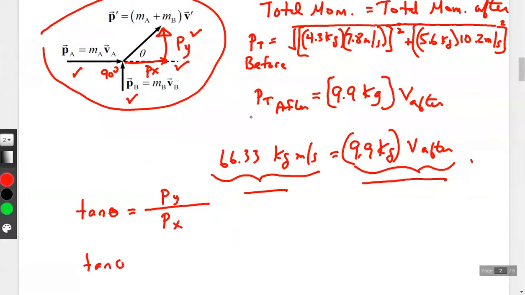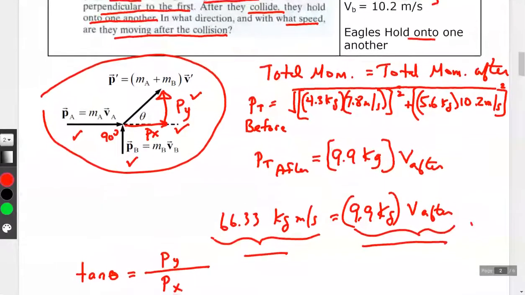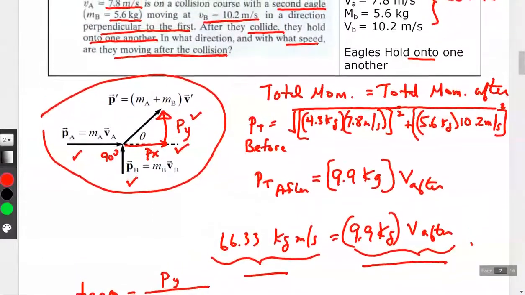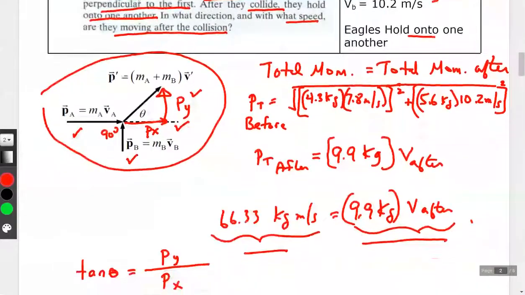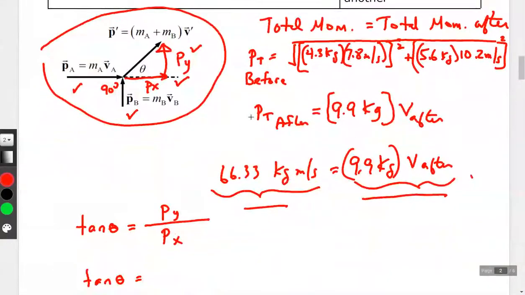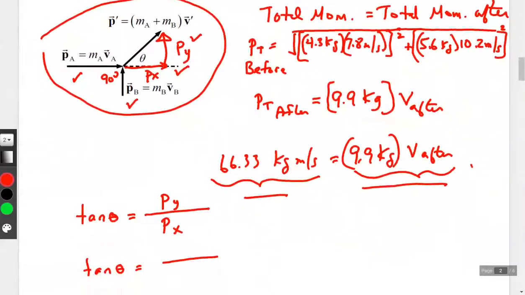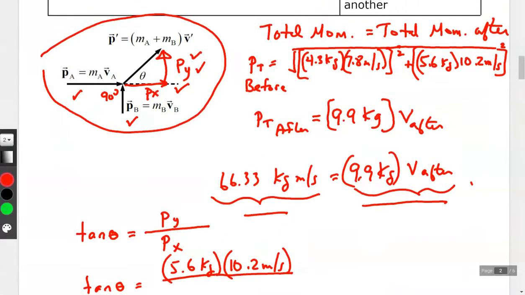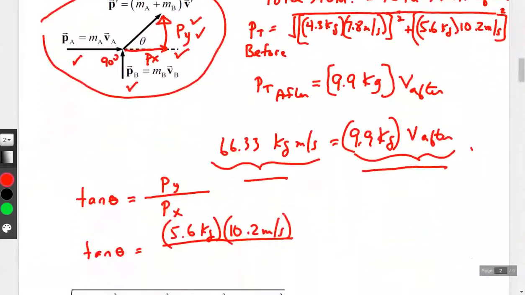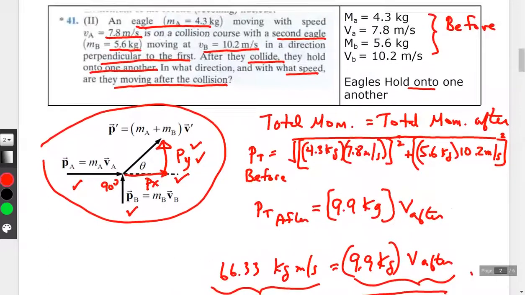So tangent theta, what's the py before? Let's take a look. b is what I'm calling my y in my picture. So it's 5.6 kilograms times 10.2 meters per second. That's the total y momentum before, which also equals the total y momentum after. So what's the x momentum before? That would be 4.3 kilograms multiplied by 7.8.